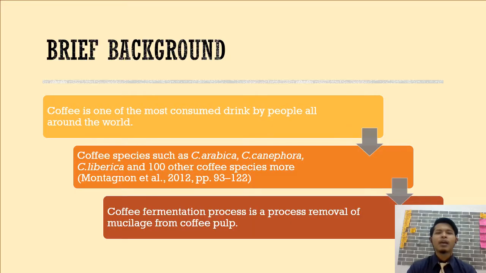Introduction. Brief background. Coffee is the most consumed drink by people all around the world. For example, there are three main species of coffee, and there are hundreds of other species of coffee all around the world. Coffee fermentation is a process of removal of mucilage from the coffee pulp.